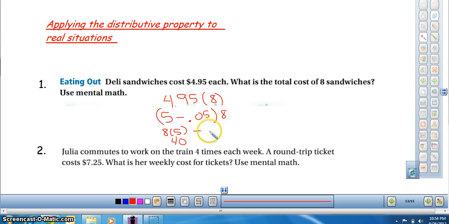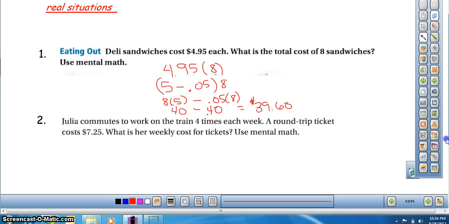So if we're multiplying 5 cents times 8, that's going to be our 0.05 times 8. We would have 40 cents. $40 minus 40 cents gives us $39.60. Please try this right now with question number 2. Again, we'll look at it tomorrow in class.